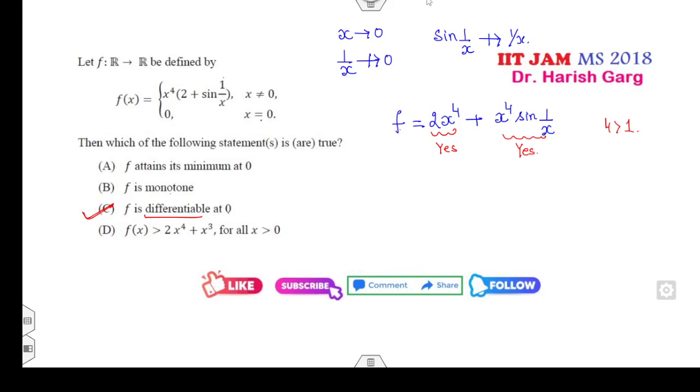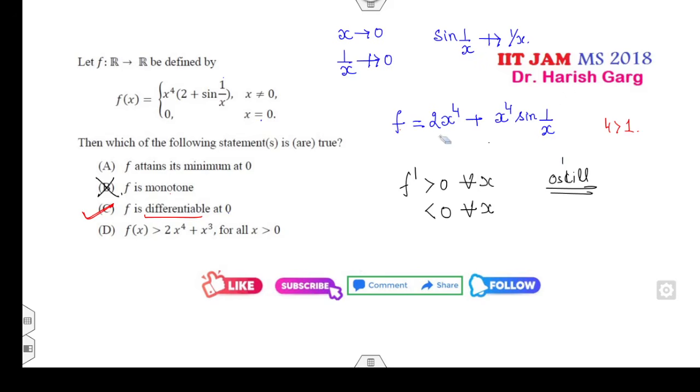Whether it's monotonic, monotonic means whether it's increasing or decreasing. But we all know sine 1 over x is oscillating. And once it's oscillating, f dash can never be greater than 0 for all x, and f dash can never be less than 0 for all x. It is my oscillating nature. So option B is cancelled.